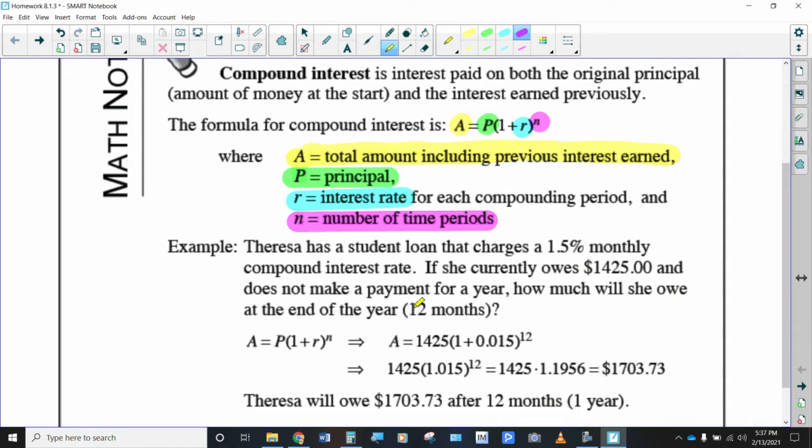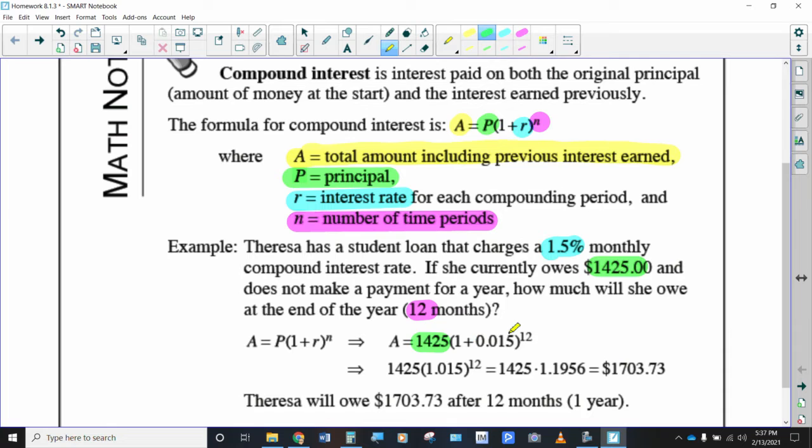Okay, so it could be once a month for a year, which would be 12 months. It could be once a week for 2 years, which would be 2 times 52 or 104 times. You have to pay attention to the terms and specifically know how many times it is going to be compounded over a period of time. So the interest rate in this case is what? It is 1.5%. The principal in this situation is $1,425. And the amount of times it's going to be compounded is 12 times.